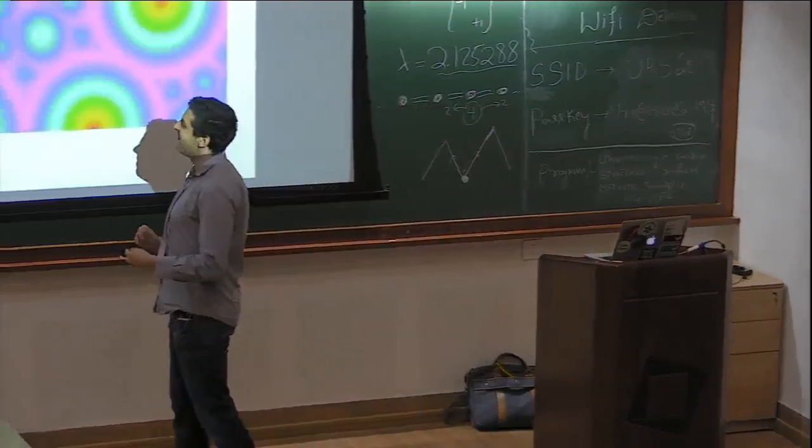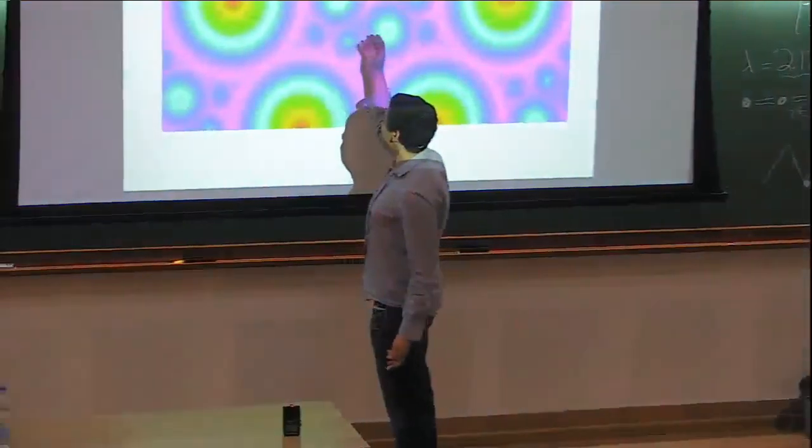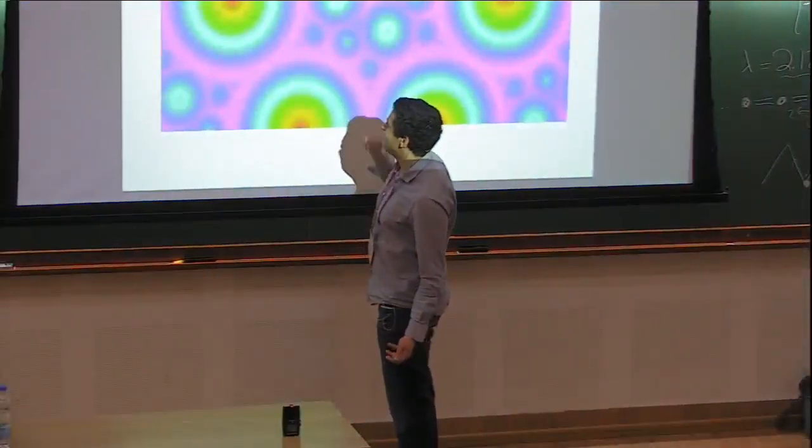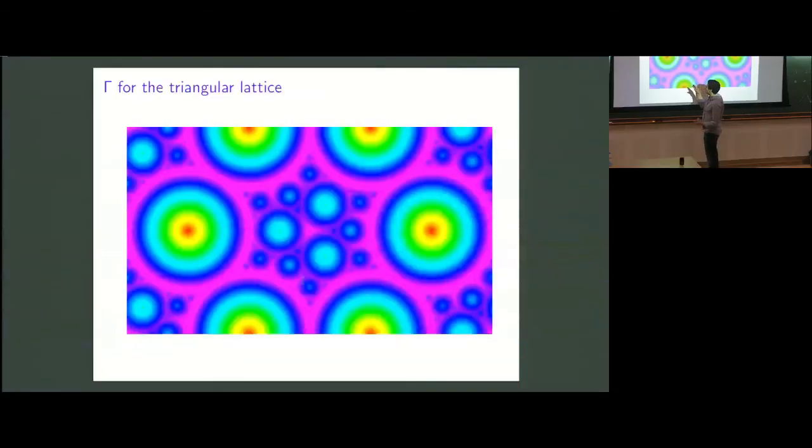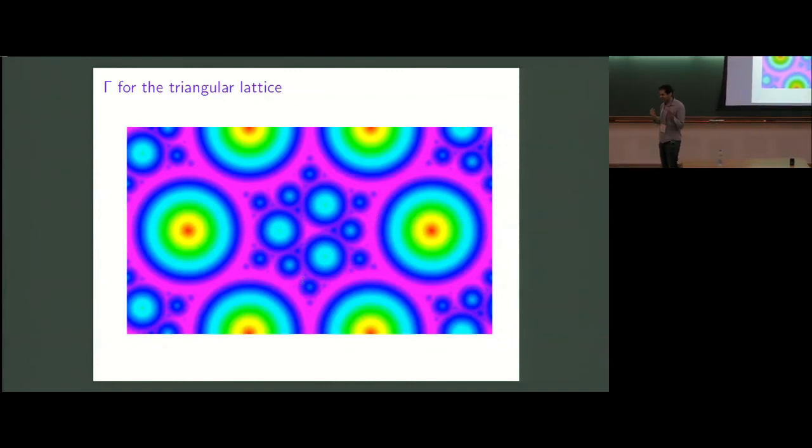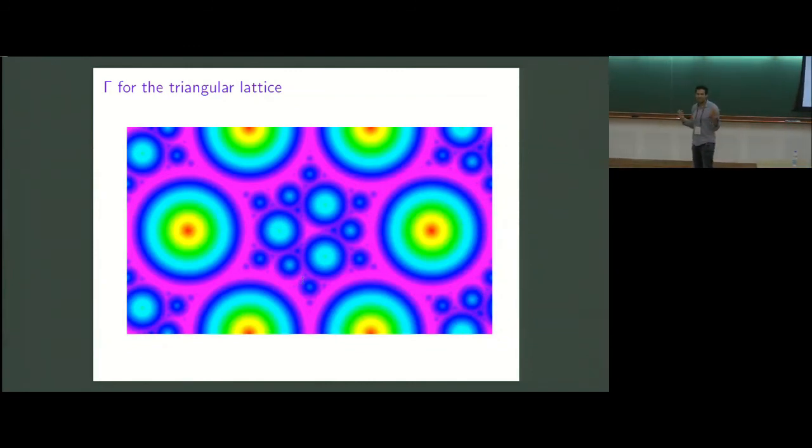For the triangular lattice, it does seem to be a union of downward closed cones, and at the tip of each cone there's a matrix, and it seems like that matrix has rational entries. So that would be a very interesting thing to prove, by the way.